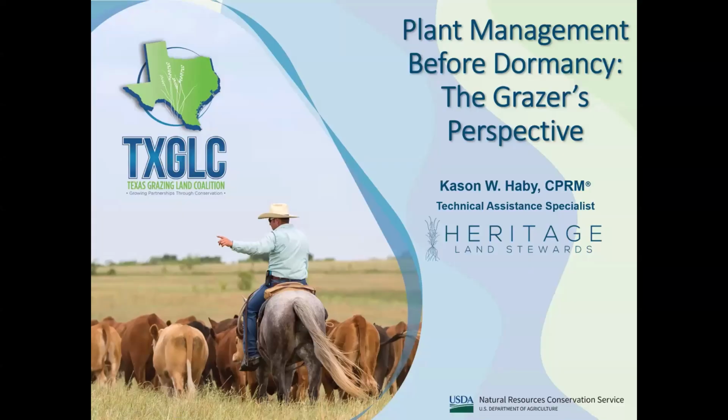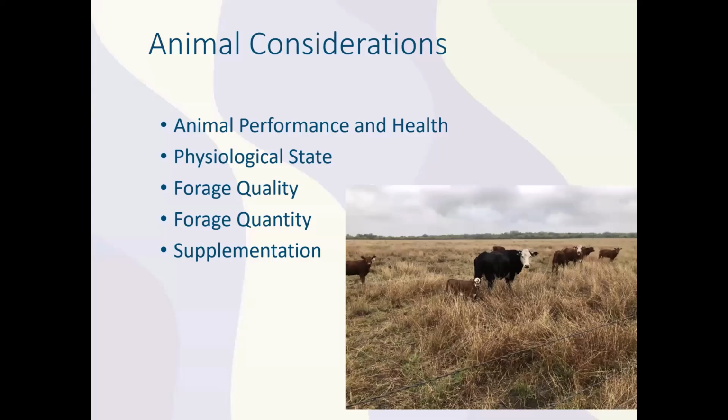All right, so I'm going to talk a little bit from the grazing perspective and focus more on the livestock side of things, and some considerations that we may have for our livestock going into fall and going into winter before our plants go dormant. Some of the main animal considerations are the health of our livestock, animal performance, and what stage they're in. When are they going to be calving? Are they carrying calves into this time of year, or did we just wean calves? Are we trying to develop some heifers that we're going into winter with?